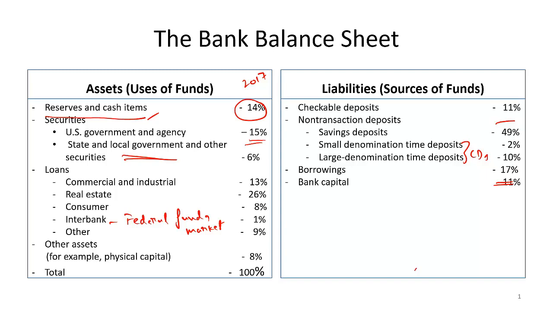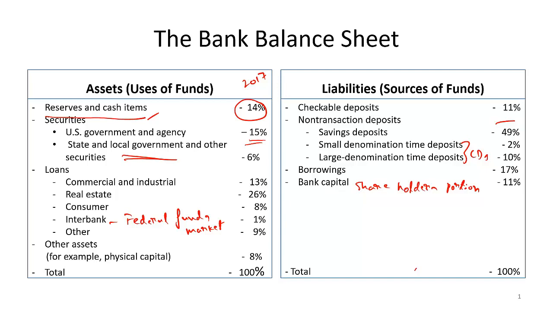Then finally, there's bank capital. Bank capital is a residual thing. That means it is basically the shareholders' portion. That's the money that's raised by the bank by selling stocks in the bank. If you just add up everything, it should come to 100%.